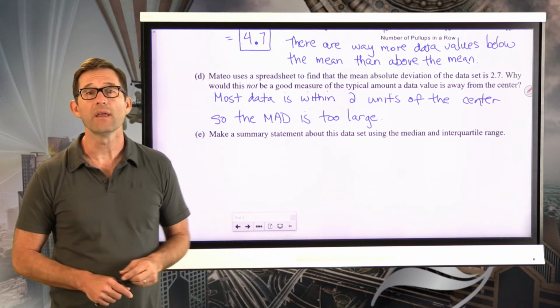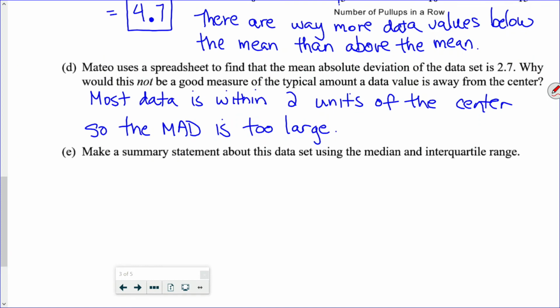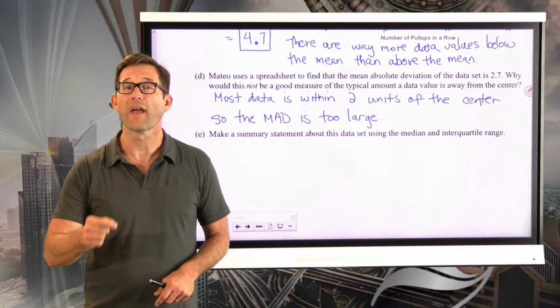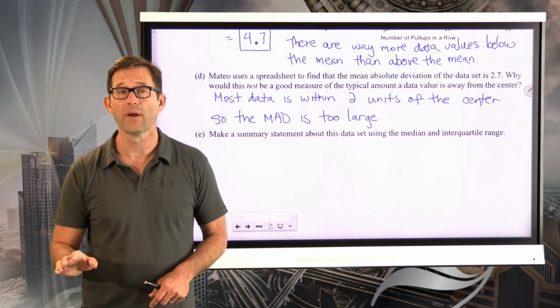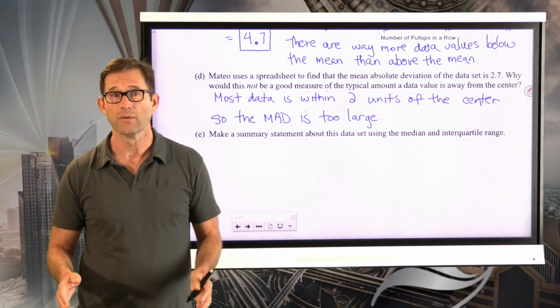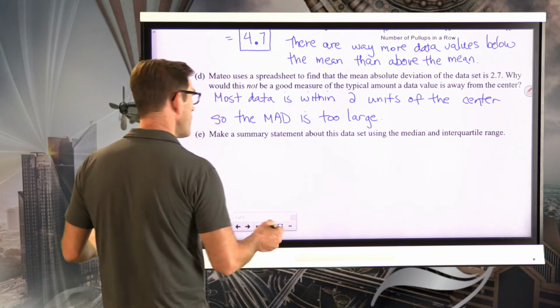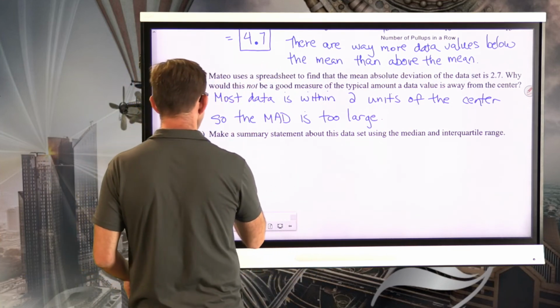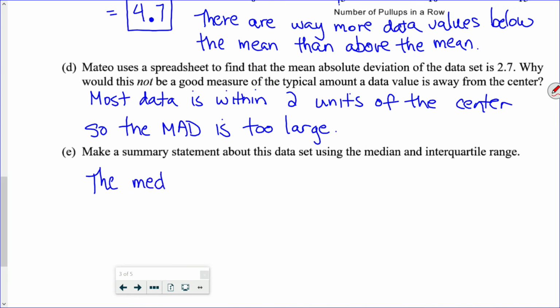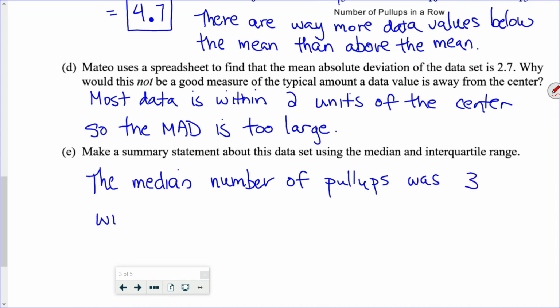So, letter E, make a summary statement about this data set using the median and interquartile range. In other words, what we want to do is answer the question. And it's real simple, it's real dry. The question was, how many pull-ups can 7th graders do in a row? And we wouldn't want to mention the mean or the MAD. We would want to say the median number of pull-ups was 3 with an interquartile range, an IQR, of 4.